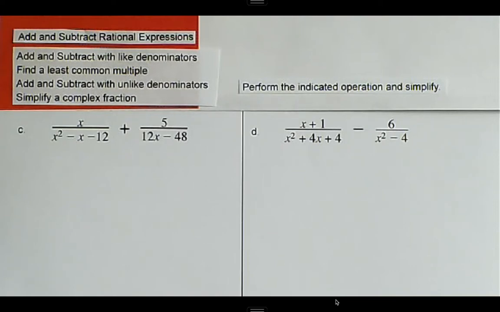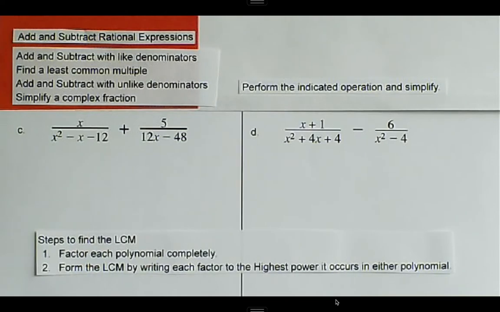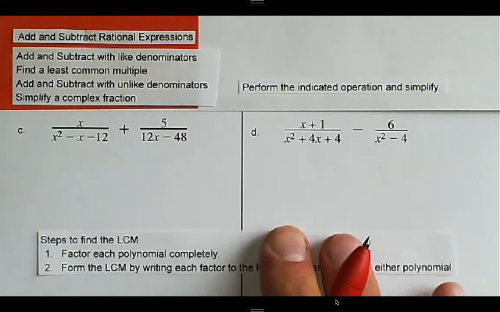We want to add and subtract rational expressions, and here we want to perform the indicated operation and simplify. So we're looking at example C, and on the left here we see that we have two rational expressions that we want to add together. And the first thing that we need to do is factor each polynomial. So that's what we're going to do for the first step.